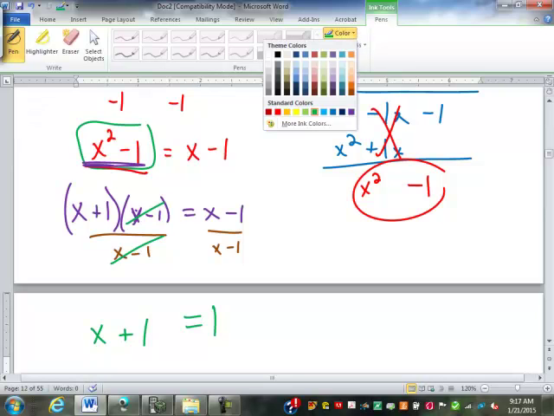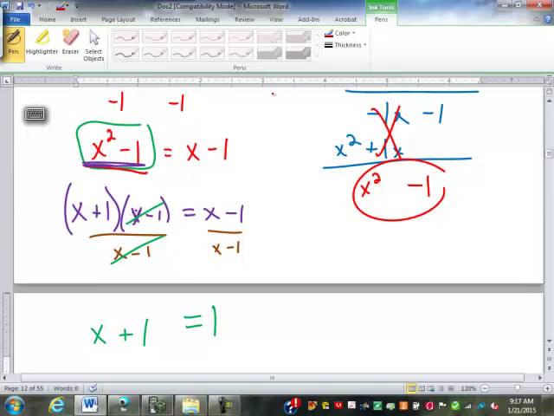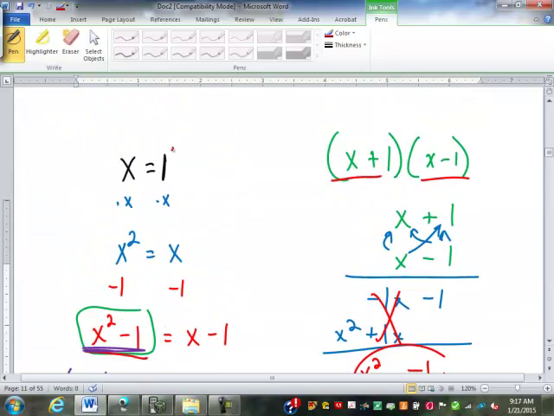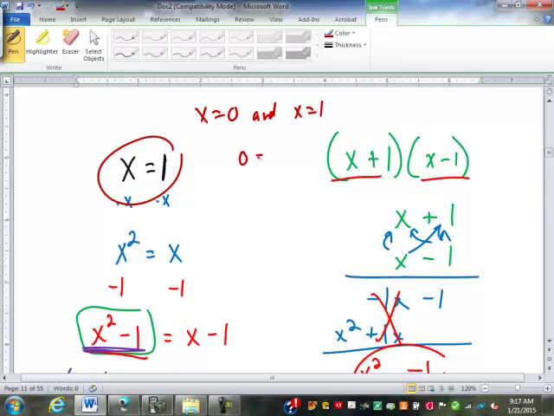Now again, doing the same thing to both sides, I'm going to subtract 1 from each side. X equals 0. But we started out with x equals 1. So therefore, if x equals 0 and x equals 1, well then 0 must equal 1. Obviously, there was a problem with what I did there. The question is, what was it?